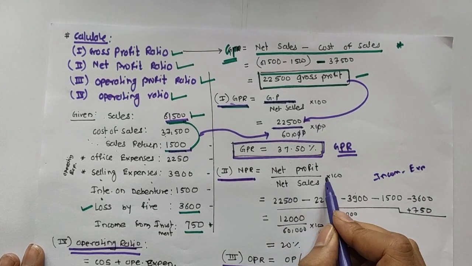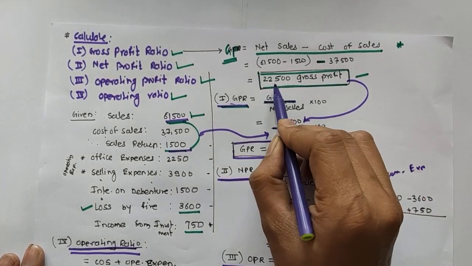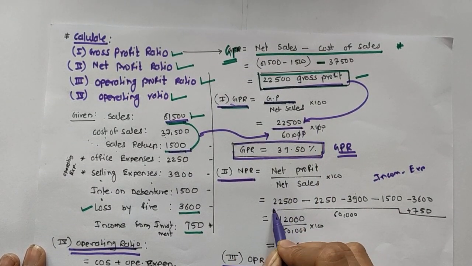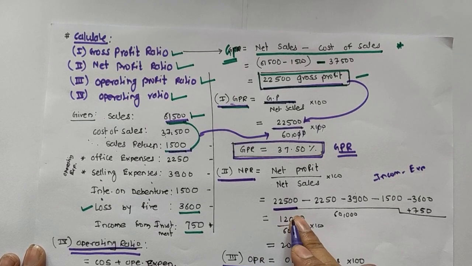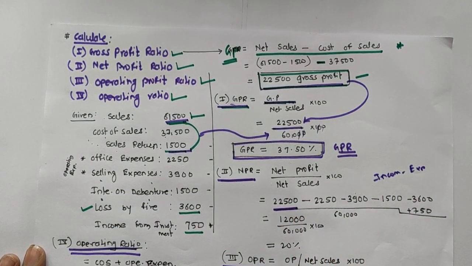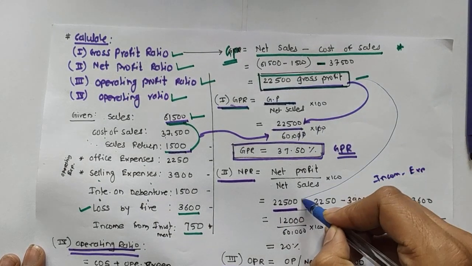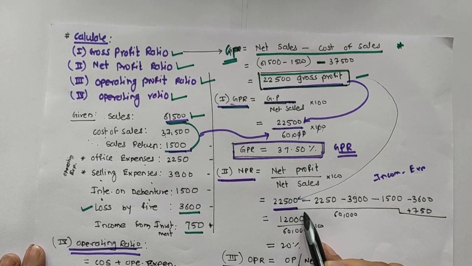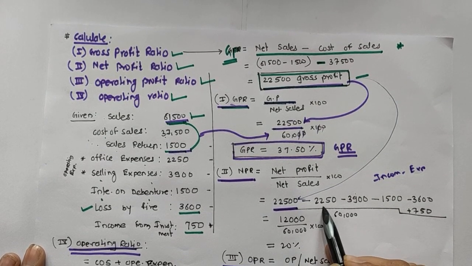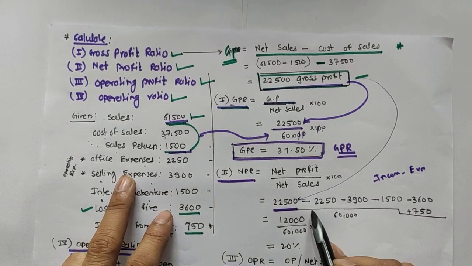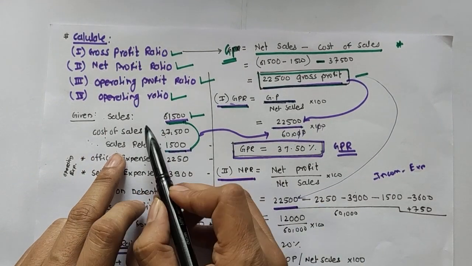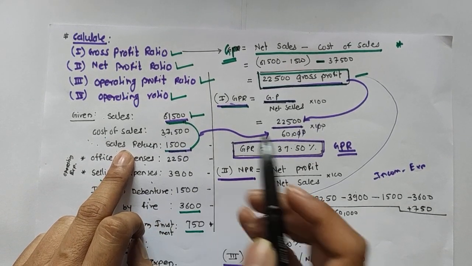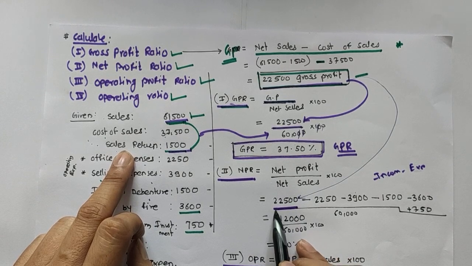So what is the net gross profit? Here we have calculated the gross profit. While calculating net profit you need a gross profit, right? So gross profit is given, that is 22,500. See friends, here gross profit we have calculated, that's why it came here. After that gross profit, see what we have to subtract. We used 3 items, sales minus sales return and cost of goods, from that we find the gross profit.